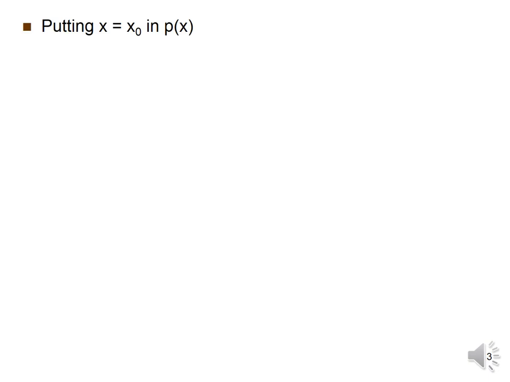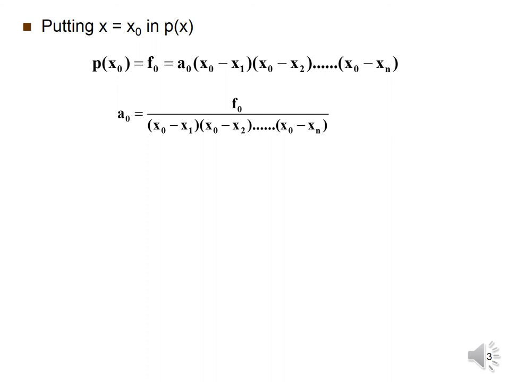Now we put x is equal to x0 in p(x). So our first term remains, all other terms become 0 because all other terms have the (x minus x0) term, that becomes 0. So finally p(x0) is equal to f0, which is equal to the first term of the polynomial, which is a0 (x0 minus x1)(x0 minus x2) up to (x0 minus xn). Now we find out a0 from here. a0 is equal to f0 upon this one.